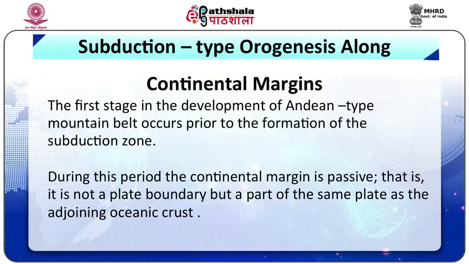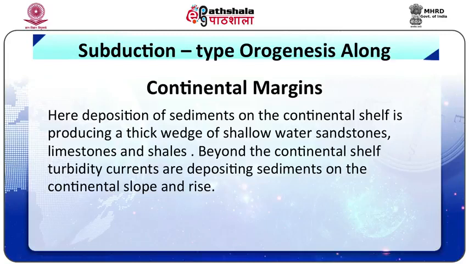Subduction-type orogenesis along continental margins. The first stage in the development of an Andean-type mountain belt occurs prior to the formation of the subduction zone. During this period, the continental margin is passive, that is, it is not a plate boundary but a part of the same plate as the adjoining oceanic crust. Here, deposition of sediments on the continental shelf is producing a thick wedge of shallow-water sandstones, limestones and shales. Beyond the continental shelf, turbidity currents are depositing sediments on the continental slope and rise.